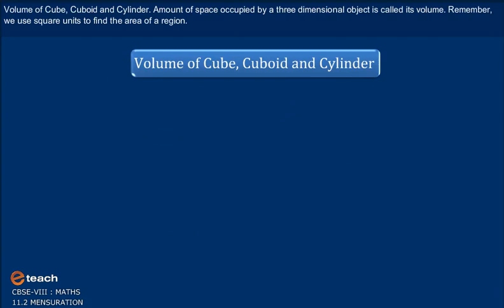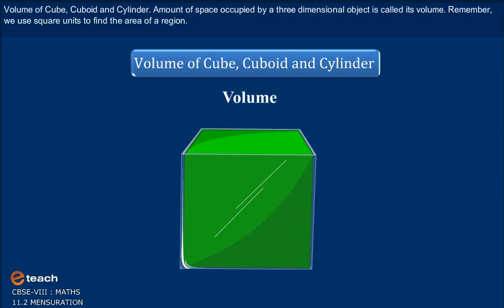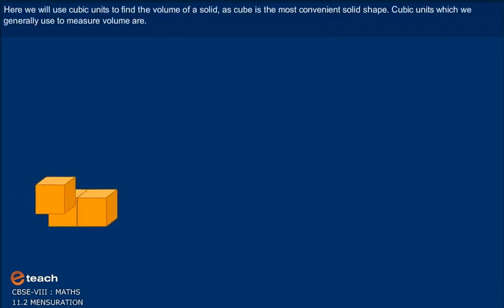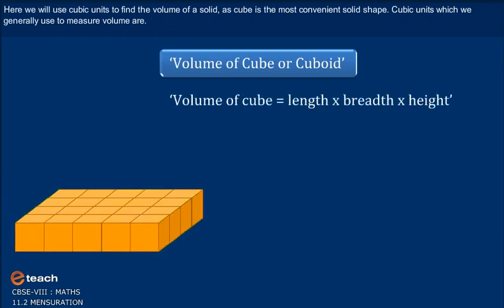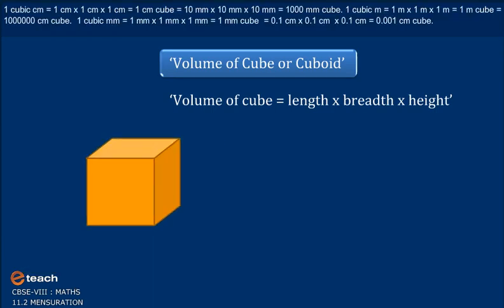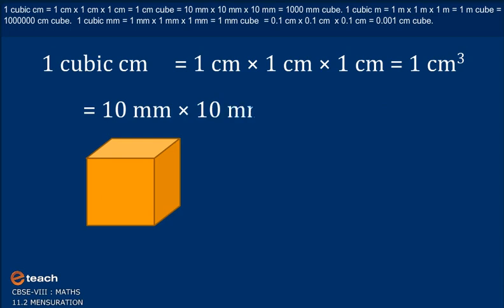Volume of cube, cuboid and cylinder. The amount of space occupied by a three-dimensional object is called its volume. Remember, we use square units to find the area of a region. Here, we will use cubic units to find the volume of a solid, as a cube is the most convenient solid shape. Cubic units which we generally use to measure volume are: 1 cubic centimeter is equal to 1 centimeter into 1 centimeter into 1 centimeter, which comes to 1 centimeter cube. So 10 millimeter into 10 millimeter into 10 millimeter comes to 1000 millimeter cube.